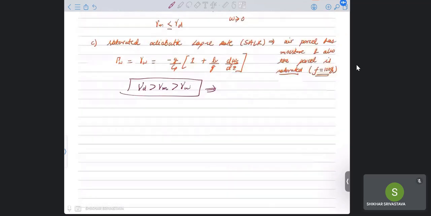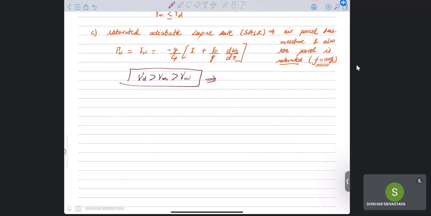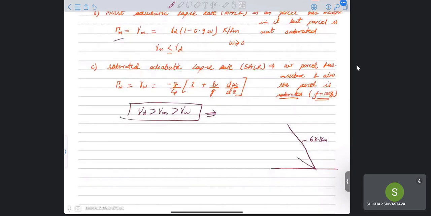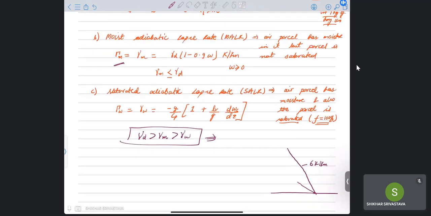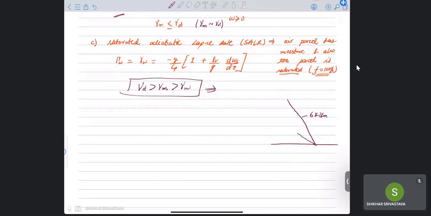So now what we'll do is that yesterday we did some calculation: suppose there is some air parcel at the surface, and this is the temperature profile of the atmosphere, which is around 6 Kelvin per kilometer, and some air parcel is there which has moisture in it but is unsaturated. Since it has moisture and is unsaturated, it will follow this. Mostly gamma M and gamma D are always very close to each other, because this W value is such that they are very close to each other.